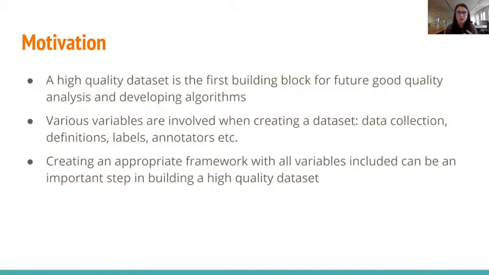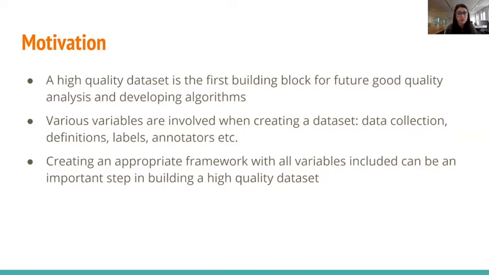First, I wanted to tell you a little bit about the general motivation of why we're doing this project, which maybe has nothing to do specifically with hate speech research, but is just our general motivation of why we wanted to build a framework. A high quality data set is usually the first building block for future good quality analysis and developing all kinds of algorithms, like classification algorithms, for example, that can be used in content moderation.